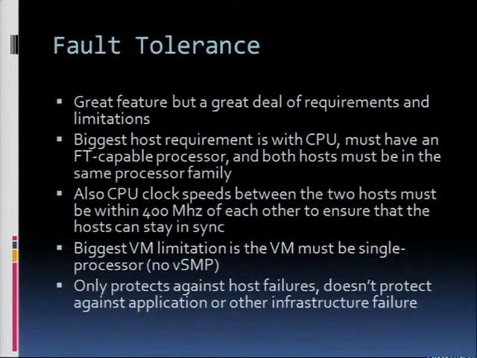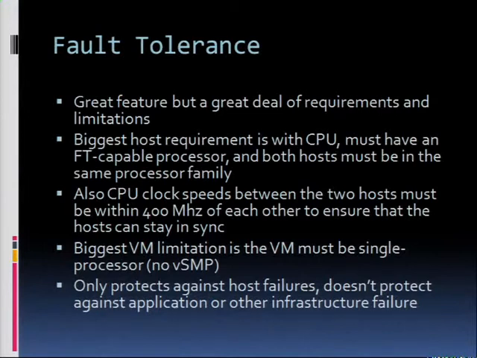VMware publishes a knowledge base article that lists all the models that you can use for fault tolerance, but they have to be very, very similar to each other to be able to use the feature. The CPU clock speed must also be very close, because you don't want the secondary VM dragging down the primary VM. The primary has to wait until the secondary acknowledges all the inputs that are sent over. That's why the CPU speeds must be within 400 megahertz of each other to ensure that the hosts can stay in sync.